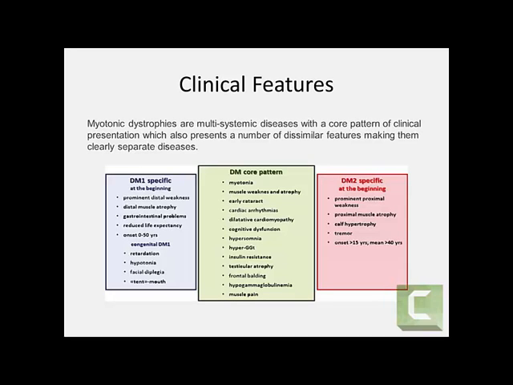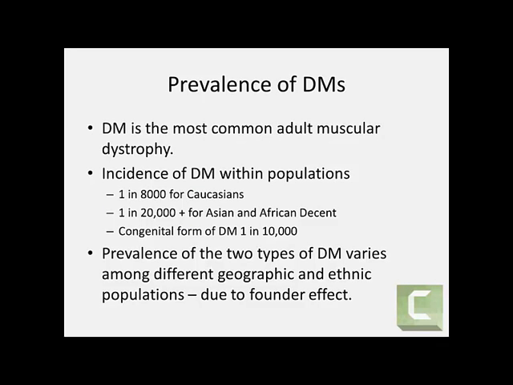This slide shows the similarities of the two types, but they possess enough unique features to be distinct diseases. For example, DM1 patients are mostly affected by distal muscle weakness, whilst DM2 patients are mostly affected by proximal muscle weakness. Another major difference between the two types is the lack of a congenital form for DM2.